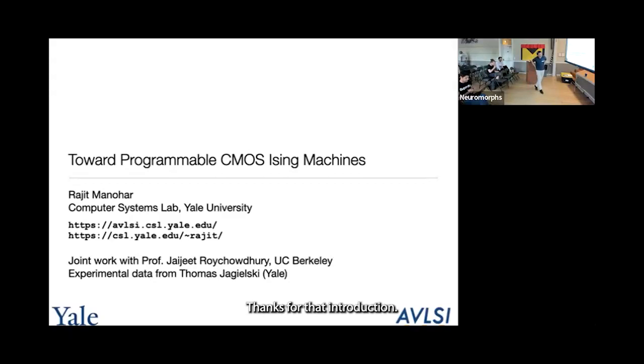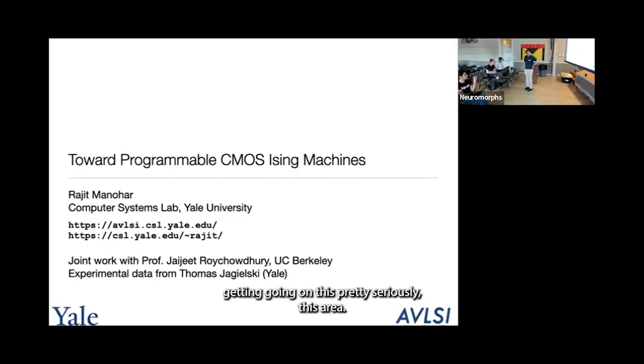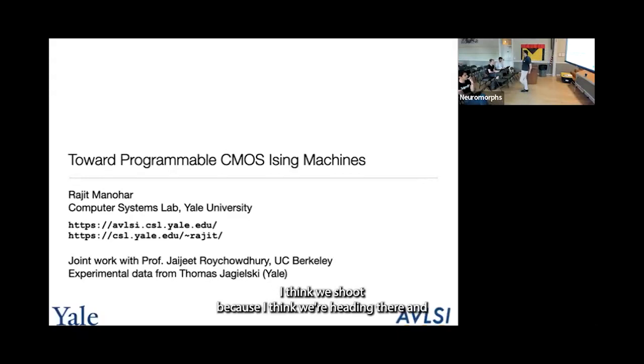Thanks, Andreas, for the introduction. So what I'm going to talk about today is a project we are starting up. I guess we've been working on this on and off for a few years now. We are getting going on this pretty seriously this year. I call this talk Toward Programmable CMOS Ising Machine because I think we're heading there, and I think we know what we're doing, but we shall see. What I'm going to talk about today is joint work with my collaborator, Professor Rajit Roy-Chaudhary from UC Berkeley. And of course, it should go without saying that any number of things I'm showing were all done by my students. So Thomas, he's been working on it.